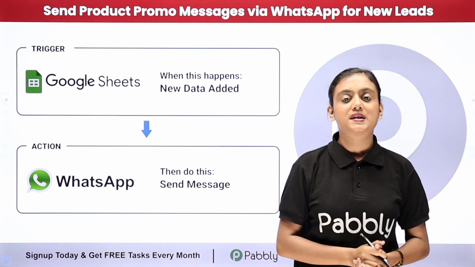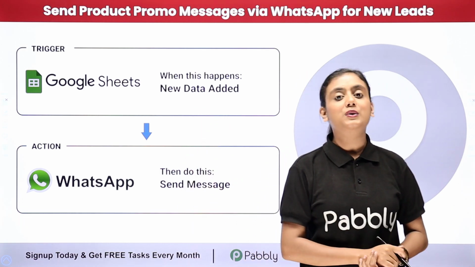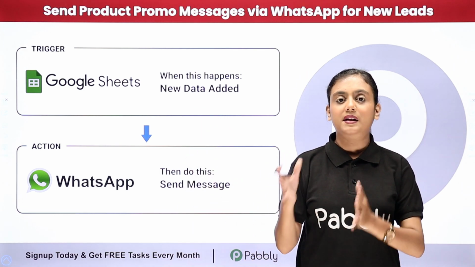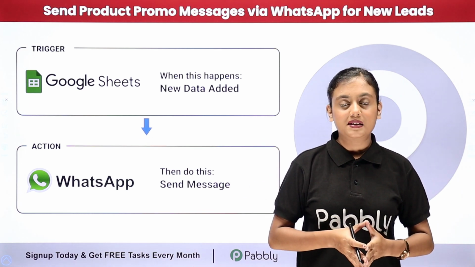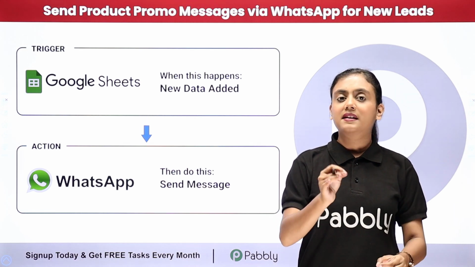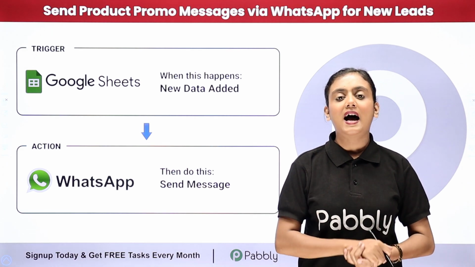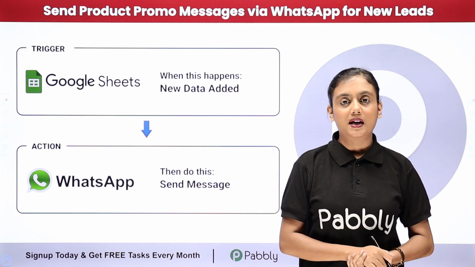So I am an owner of a skincare brand, and in my Google Sheets, I create the record of all the new leads data, their name, mobile number, email address and etc. I have a product catalog created, that is a promotional product catalog. Over here, whenever I add the data of the new lead, towards the lead I want to send a promotional WhatsApp message with the attachment of the product catalog.